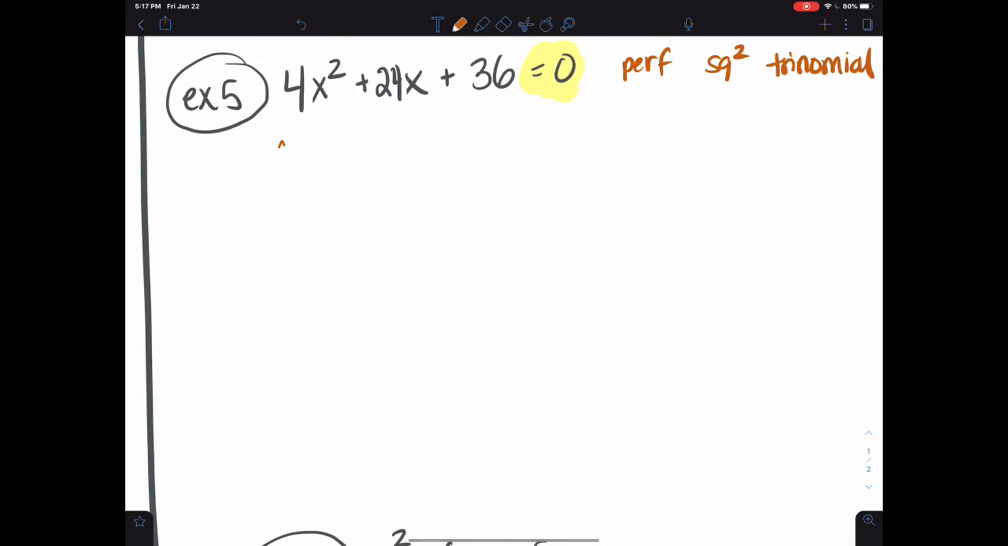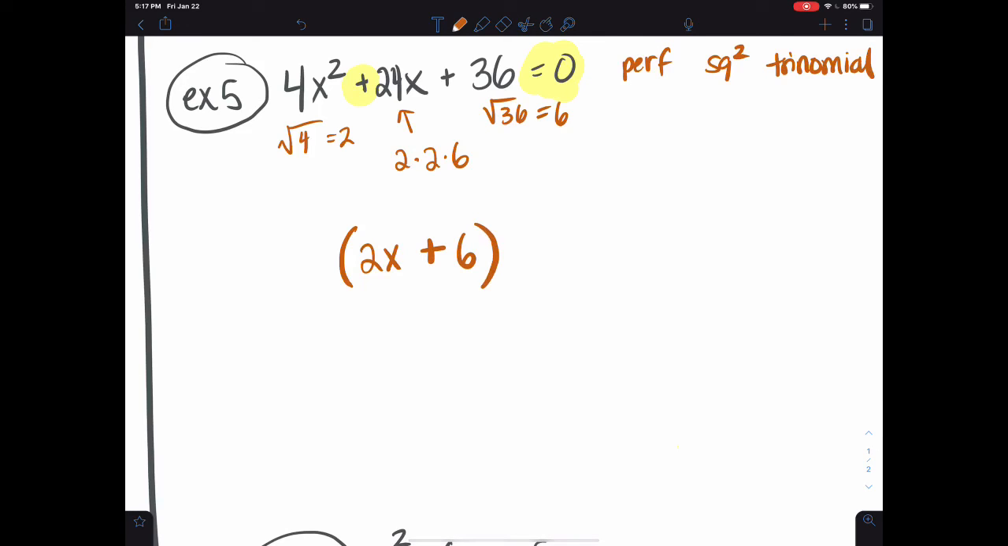Four is a perfect square. 36 is a perfect square. And this middle term is 2 times a times b. So I can use the perfect square trinomial shortcut. The middle term is added, so I'm going to use addition in that factor. A times x plus b. And that factor is repeated.